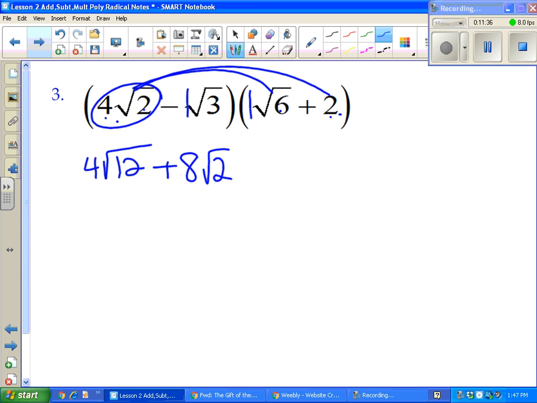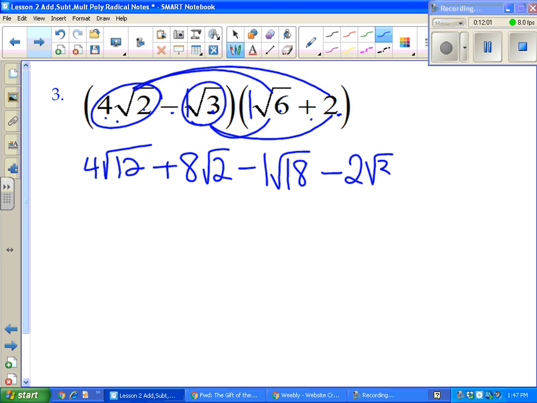All right, negative 1 square root of 3 times square root of 6. Negative 1, positive 1 is negative 1. Square root of 3 and square root of 6 is square root of 18. Square root of 3 times 2. Oh, this only has something inside. This only has something outside. So I'm just going to keep both parts. So it's going to be minus, because that's a negative, times a positive. So it's going to be negative 2 square root of 3. So basically I just keep the 2 and I keep the 3 and I just bring those two parts together.